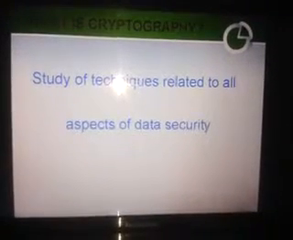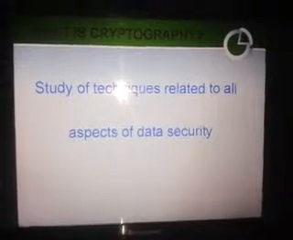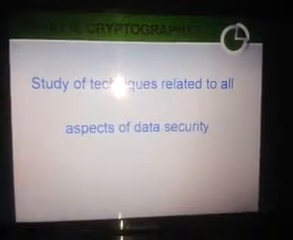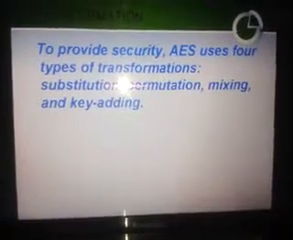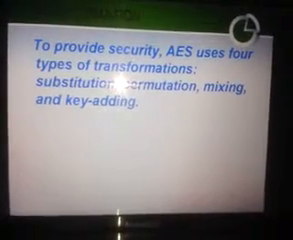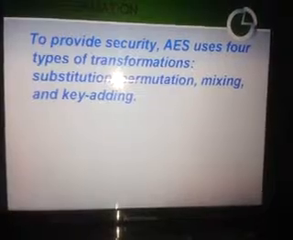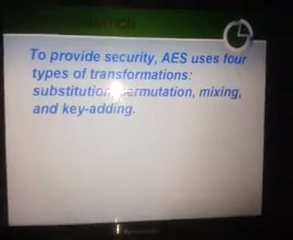What is cryptography? It is the study of techniques related to all aspects of data security. Here is the concept of the Advanced Encryption Standard. This is a block diagram which you are seeing over here. In the Advanced Encryption Standard, in which we are using the Rijndael algorithm, we use 4 processes: substitute bytes, shift rows, mix columns and add round key. To provide security, AES uses 4 types of transformation: substitution, permutation, mixing and key adding.